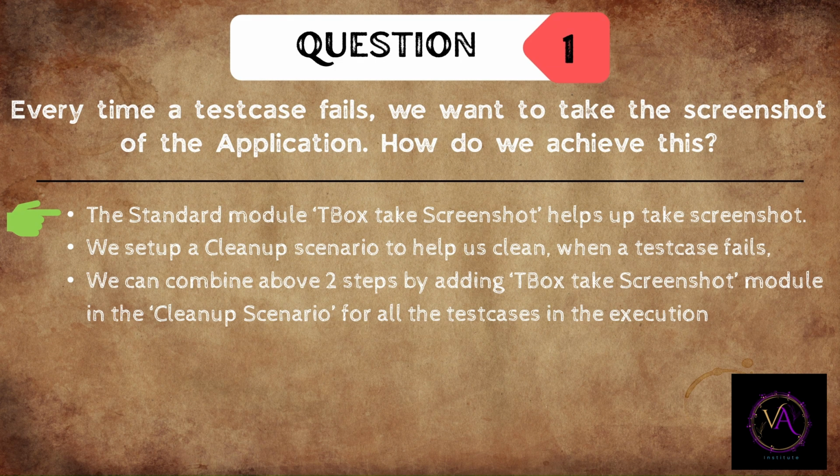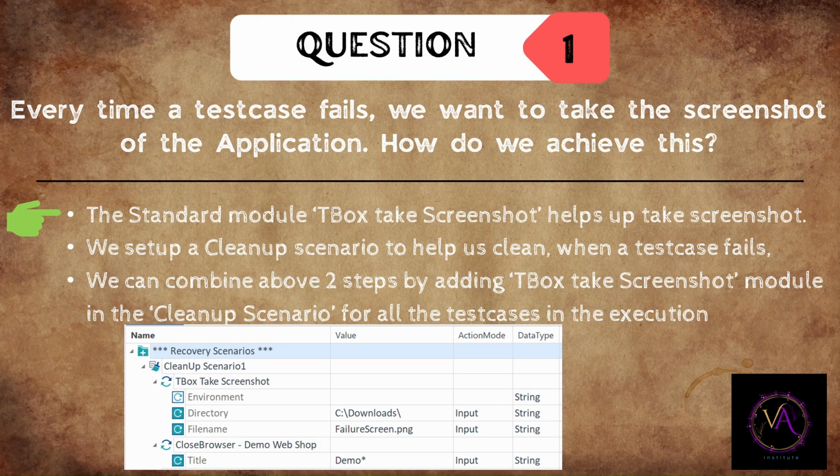Now as I have explained, let me show you a screenshot of how it looks like. You see this? In the recovery scenario, we have added a cleanup scenario, and inside this cleanup scenario, the first part is take a screenshot. I'm asking it to take a screenshot and save it in that particular directory with a file name. In the file name, we don't have to give .png. It will be saved automatically as JPG format. And then the cleanup scenario will come into the picture.